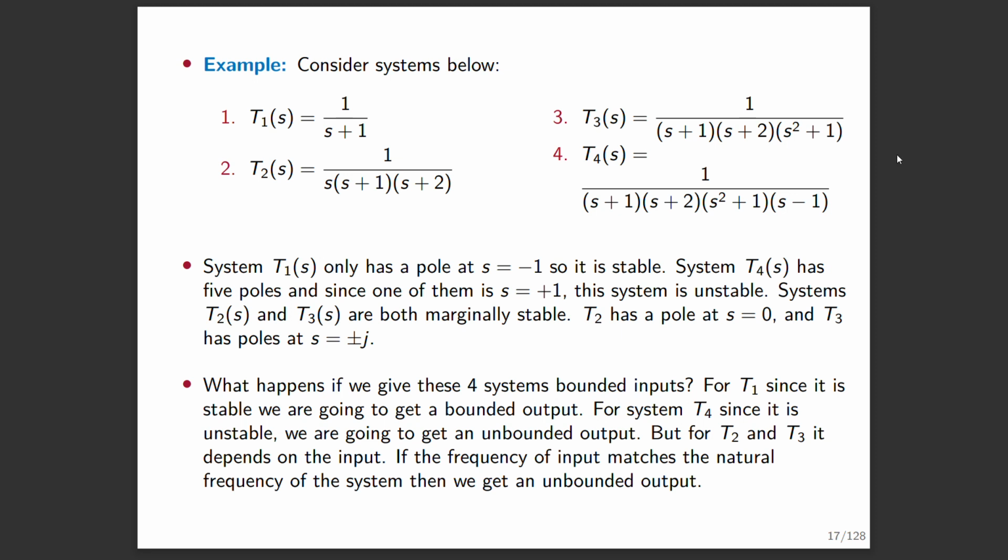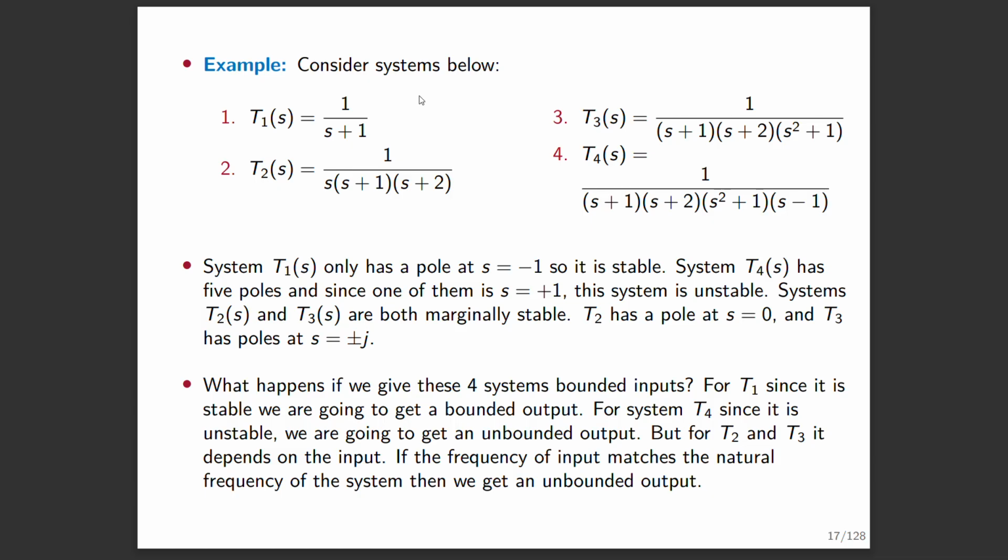Previously, we discussed stability. We defined what stability means from the input-output point of view, and what stability means from the initial state point of view. We also discussed how to determine the stability of an open loop system by looking at its poles. We saw this example.